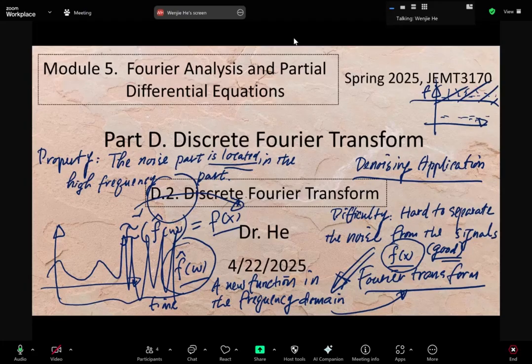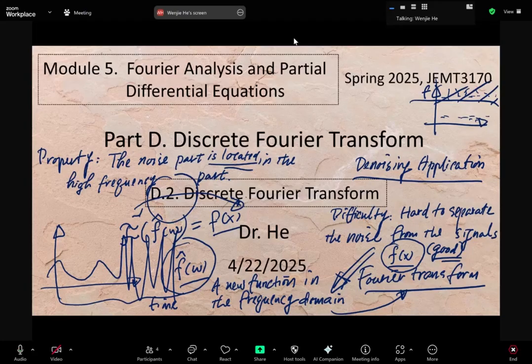So here I use this denoising example to explain why the Fourier transform is so useful in real world applications, and to give you some idea. You work in the frequency domain, and things are quite different. This is just an example, because in many other applications people can process in many different ways, but the high level idea is pretty much like this.